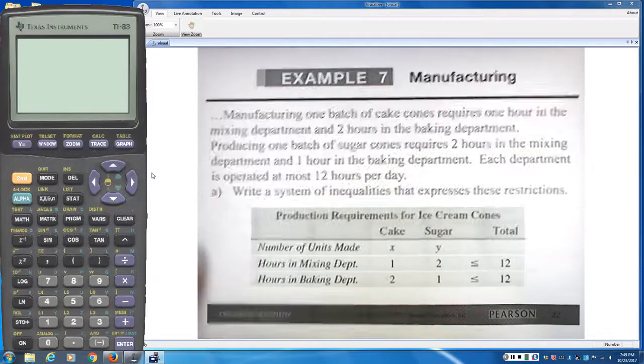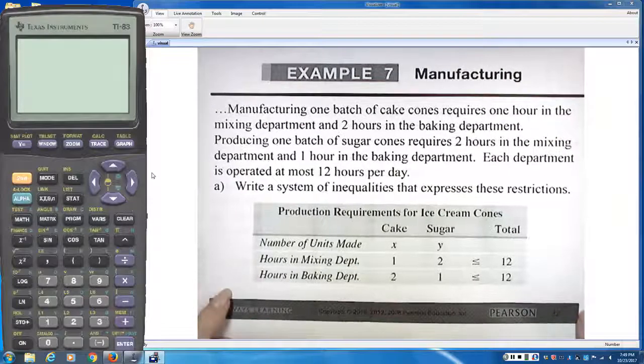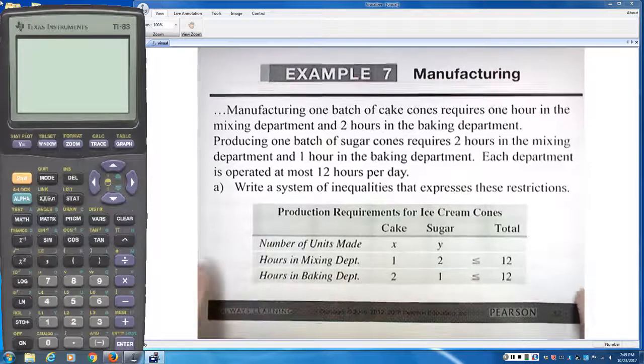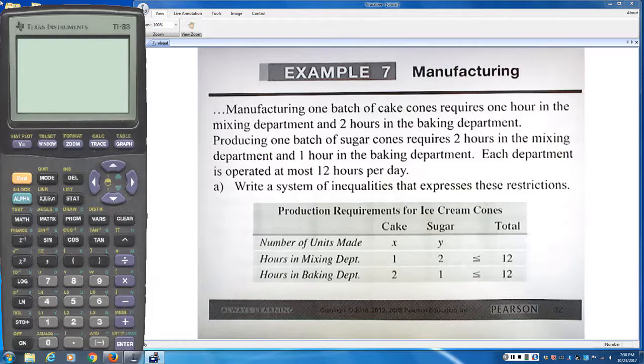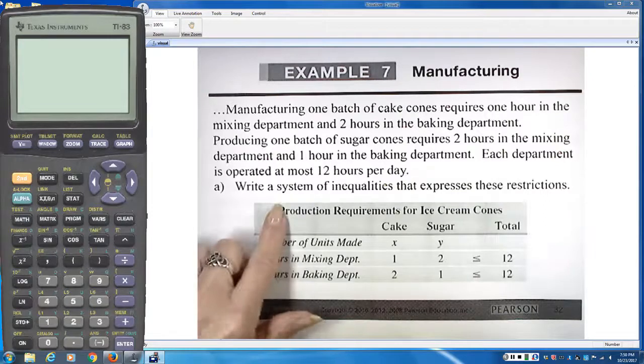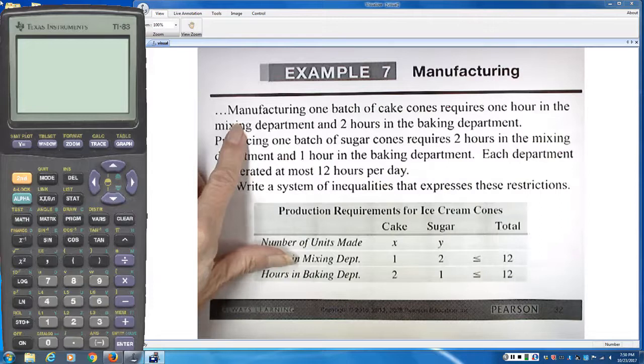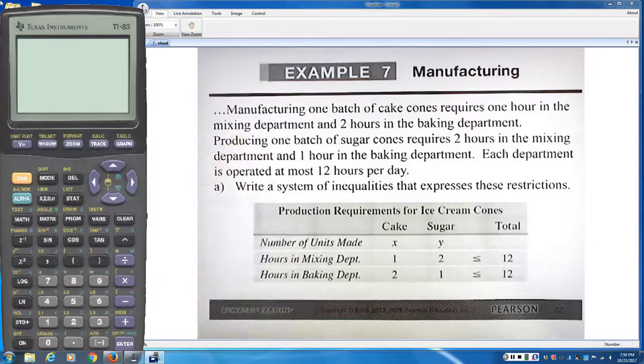Okay, so here's our application example. And I actually could skip over all the rest of the examples to some extent and just work from this one, but I'll do another different example too, to give you more than one. So the information we're given in the problem says that manufacturing one batch of the cake cones takes 1 hour in the mixing department and 2 hours in the baking department.